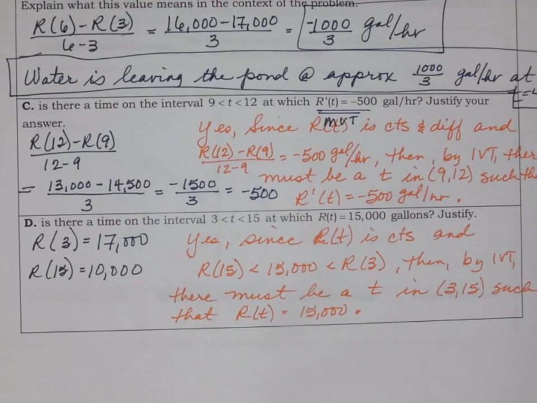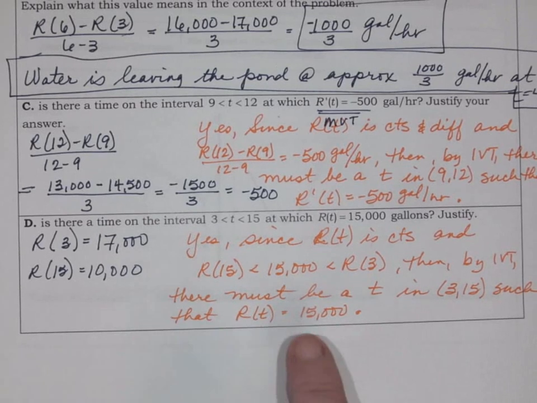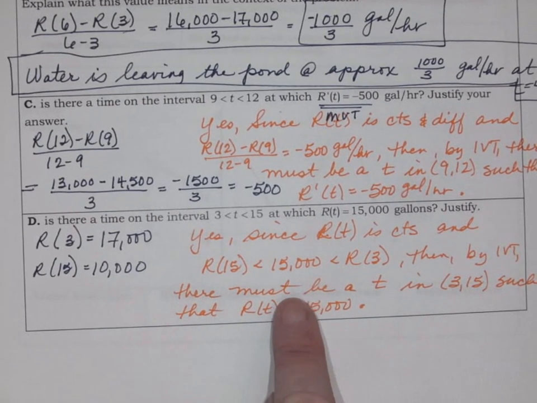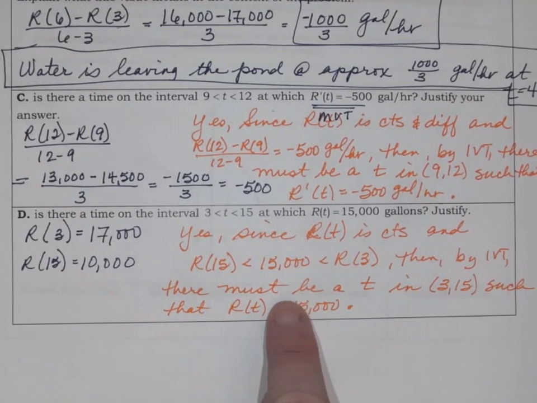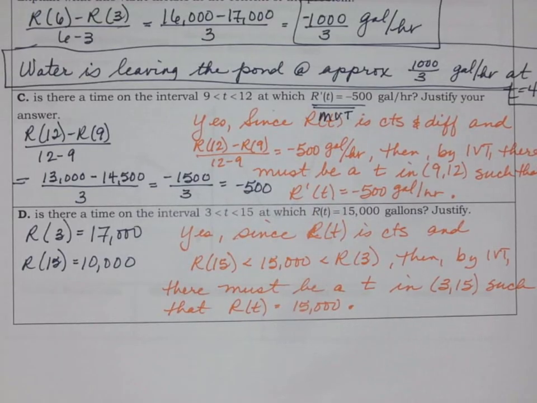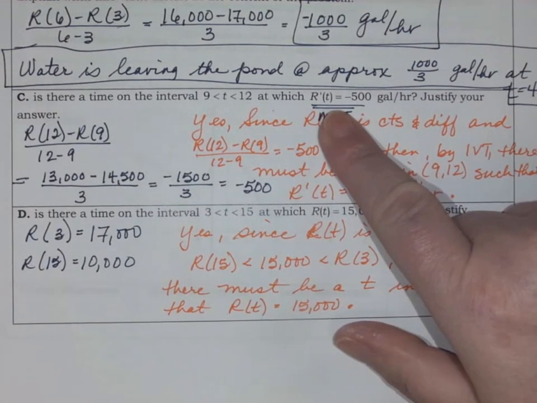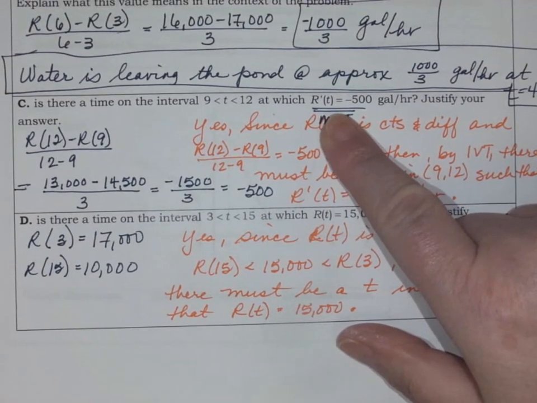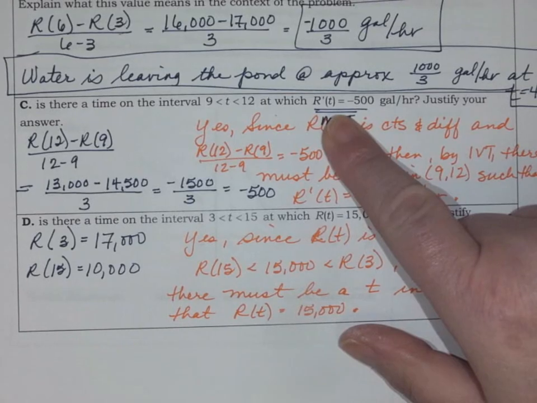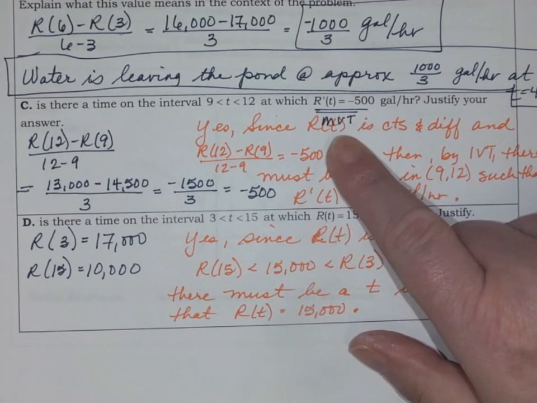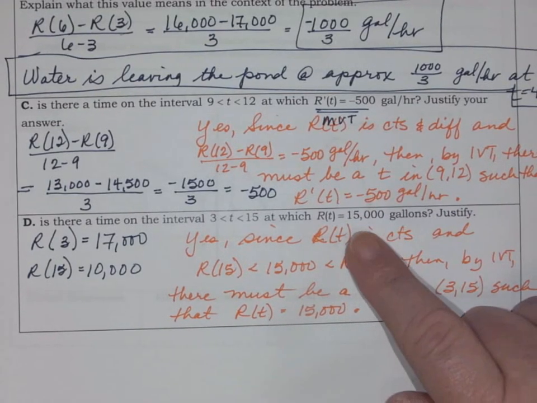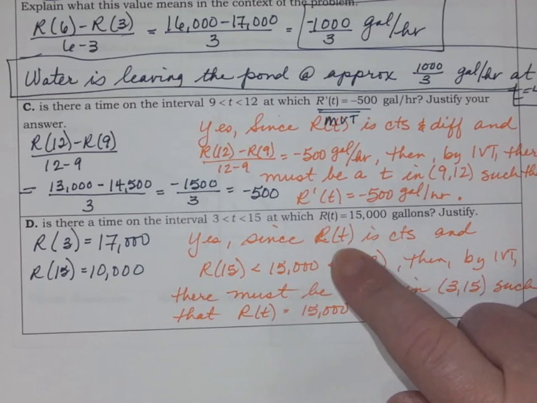Yep, that's it. If you have any questions, let us know, but you really have to commit to memory the statements for both the MVT and IVT. And you've got to remember, when they're asking you about a derivative of the original function or of the given function, then you use MVT. If they're asking about a y value of the given function, then you're using IVT.